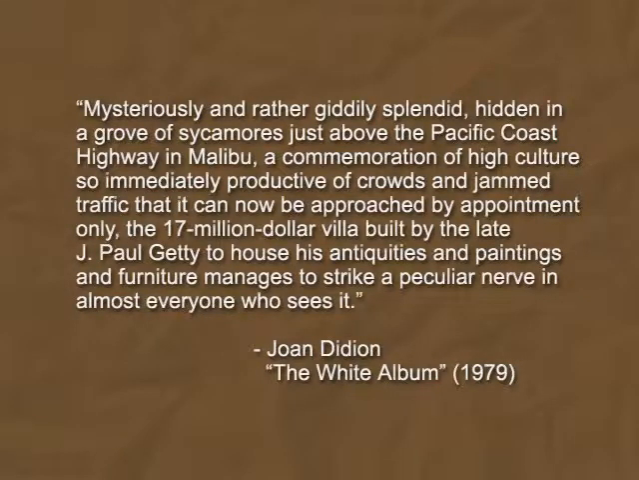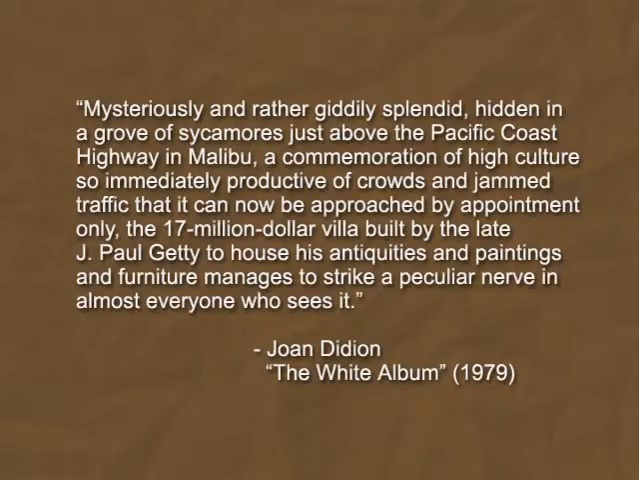Mysteriously and rather giddily splendid, hidden in a grove of sycamores just above the Pacific Coast Highway in Malibu, a commemoration of high culture so immediately productive of crowds and jammed traffic that it can now be approached by appointment only, the $17 million villa built by the late J. Paul Getty to house his antiquities and paintings and furniture manages to strike a peculiar nerve in almost everyone who sees it.